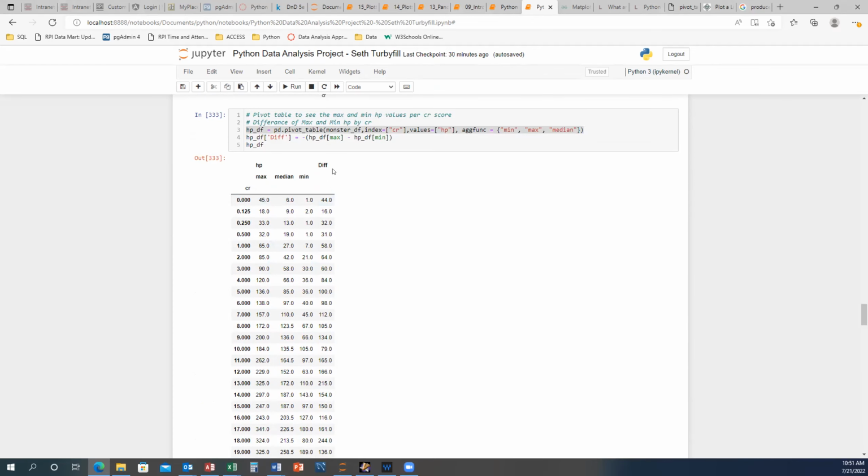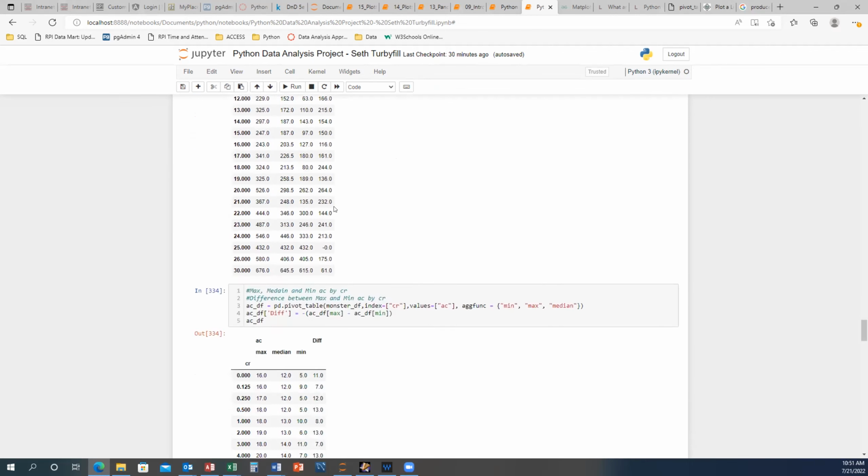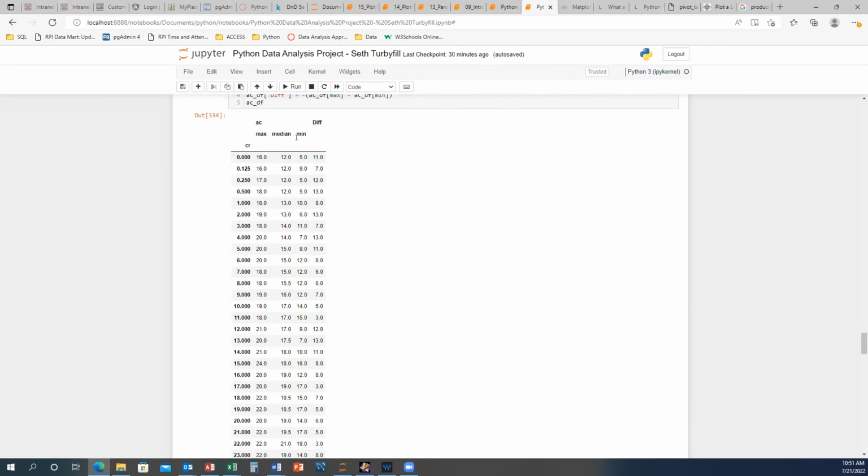Talking about this difference though, I had some trouble getting this to work, but I eventually did get it to work. But for some reason, I couldn't get it to display graphically. Here I did the same thing with AC.